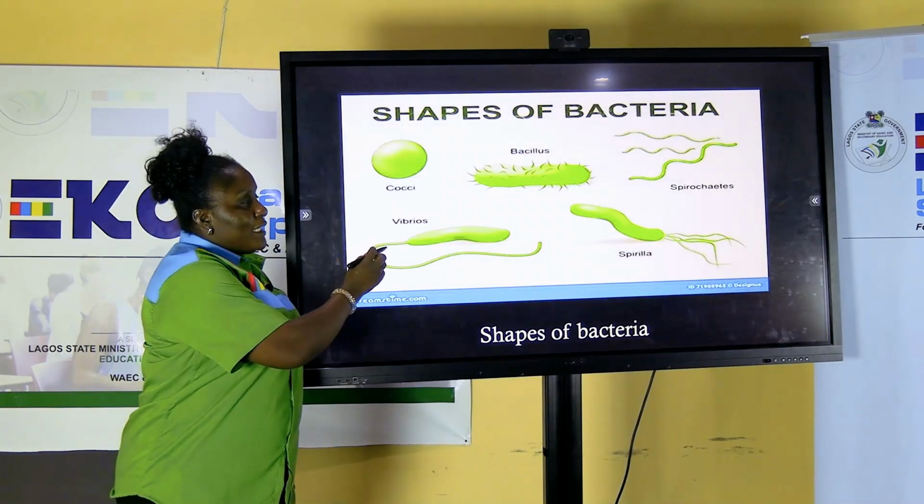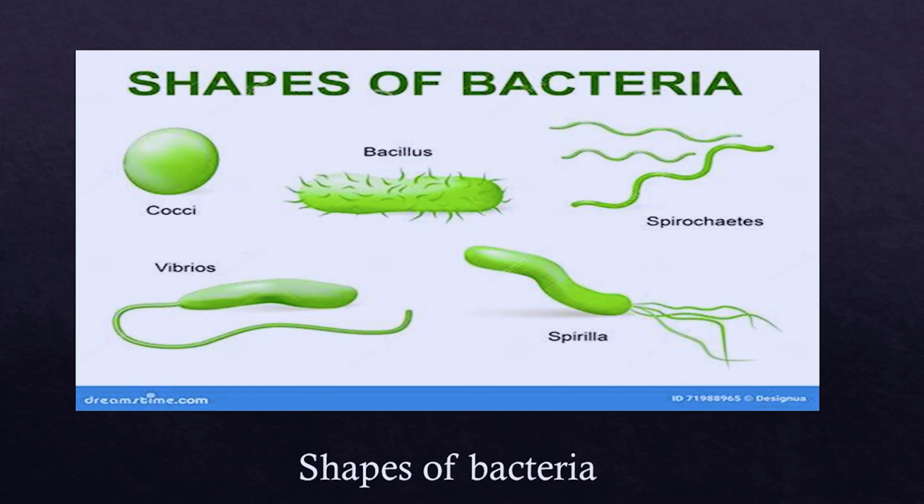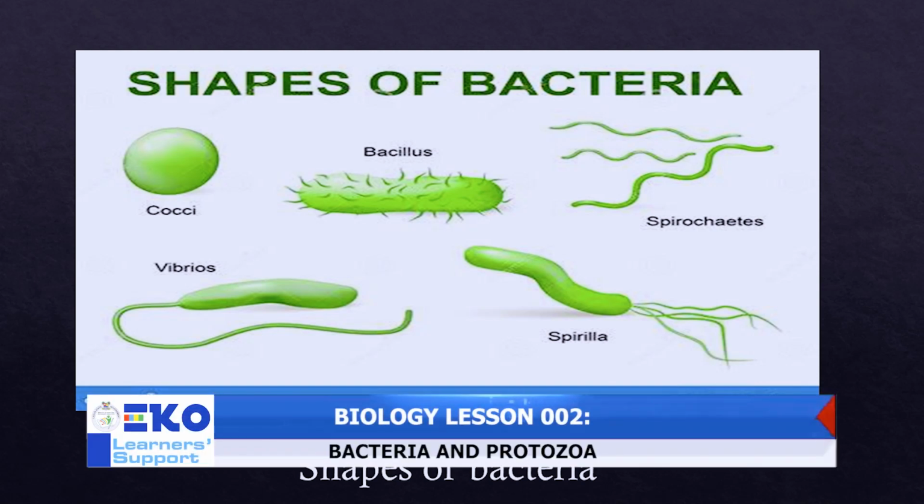We can all see that this shape of bacteria is known as vibrio because it is in the comma shape. This is a rod-like shaped bacteria, bacillus. This is the spirilla, the one that is in a twisted form.